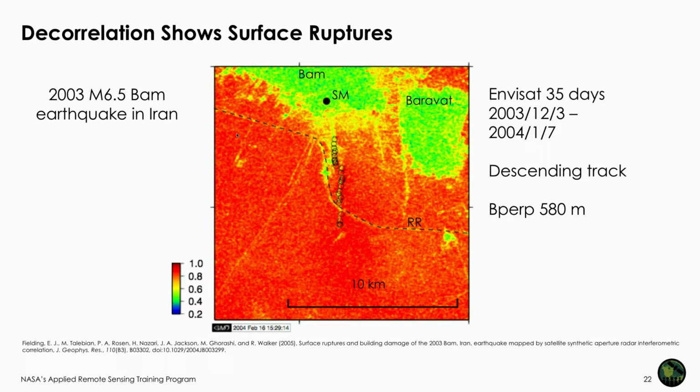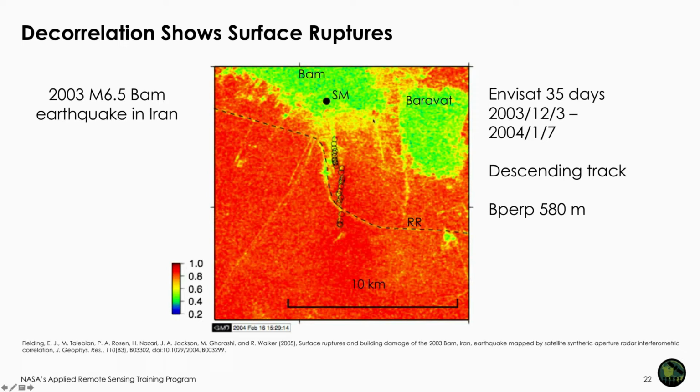This is an interferogram that I made in 2004, just after a large earthquake that happened in southeastern Iran. It was called a magnitude 6.5 earthquake near the city of Bam. And there was extremely high damage to the city, which is very unfortunate. At least a quarter or maybe a third of the population was killed by the earthquake. And it was a substantial number of people. So it was important to try to understand what happened with this earthquake.